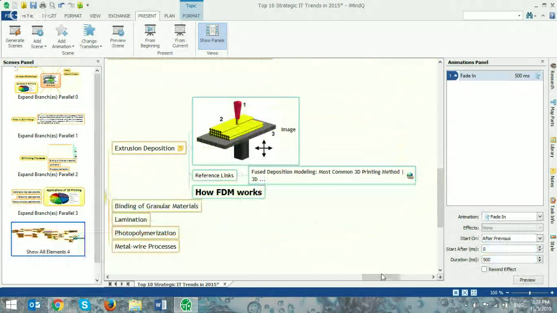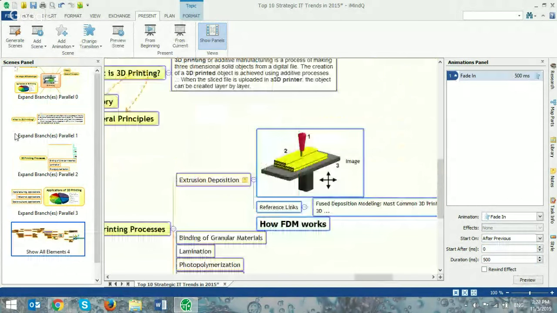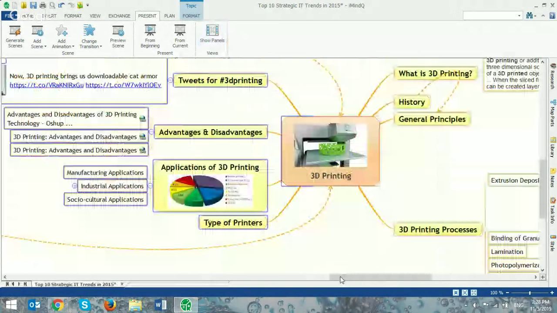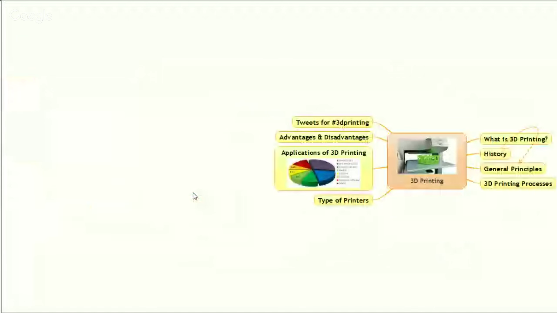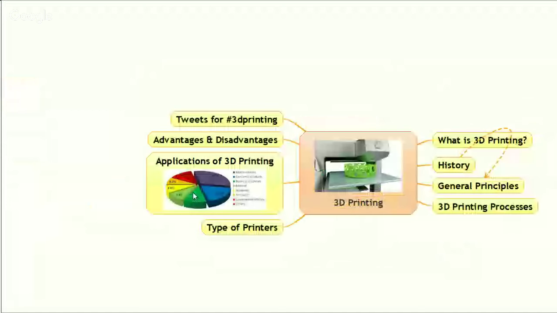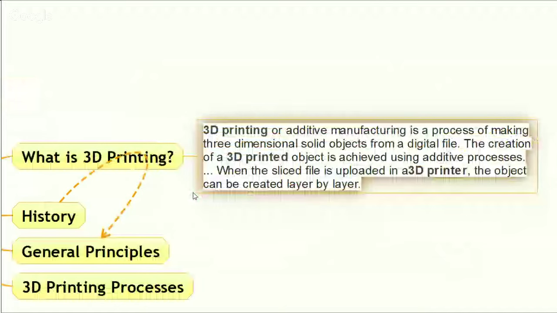In order to present the created presentation, I'm going to close the panels, and I'll use the from beginning option. I'll be transferred directly to this topic. And this is the second scene that I've chosen to present. I'm going to continue with the 3D printing processes.